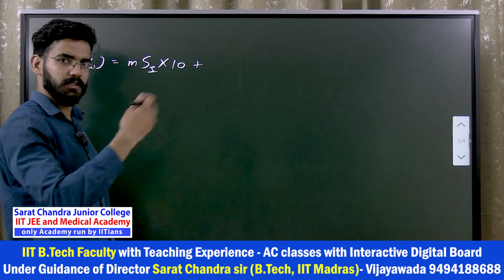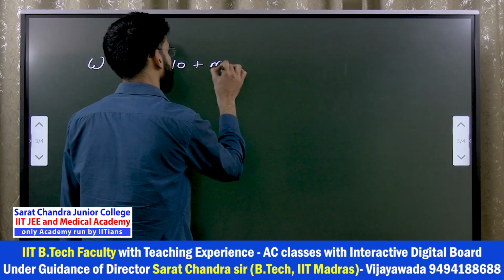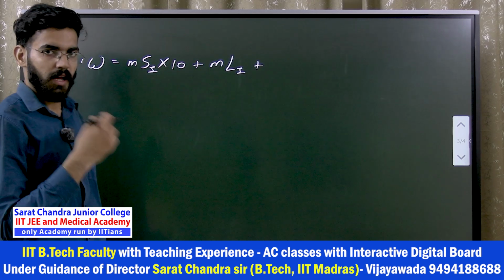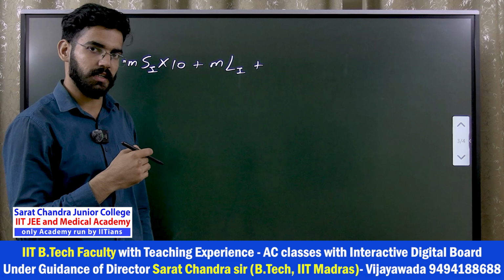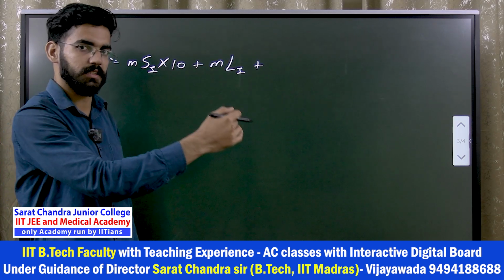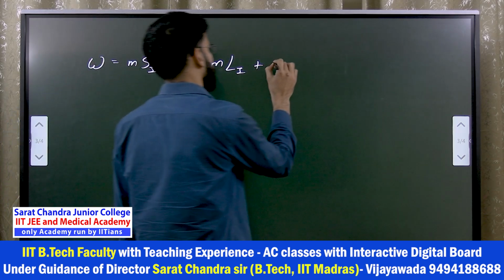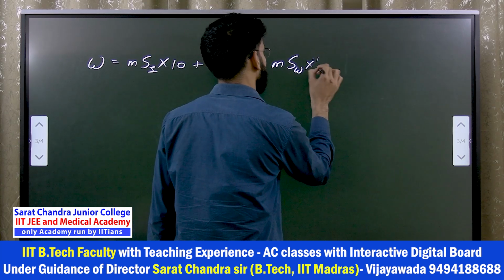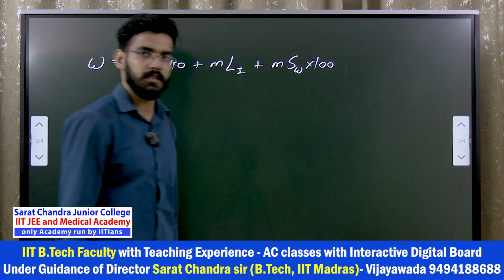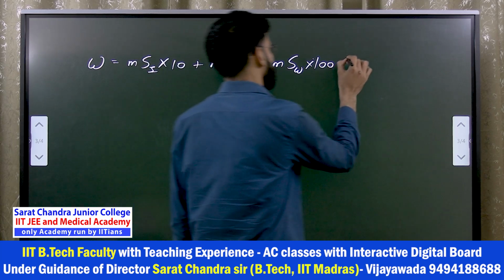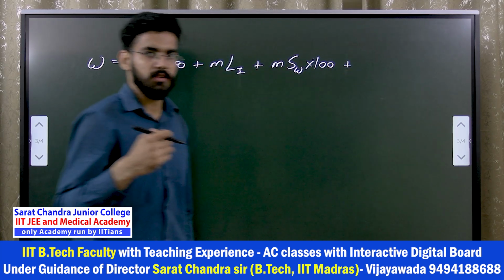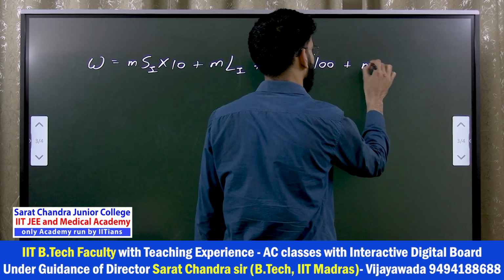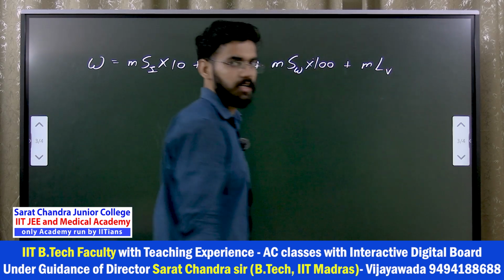At 0 degree centigrade you are changing the state, so m into latent heat of ice, plus then mass m is going from 0 degree centigrade liquid to 100 degree centigrade liquid. So m specific heat of water into delta T, and delta T is 100. Plus m into L. Now from water you are going to vapor, so mass into latent heat of vaporization.